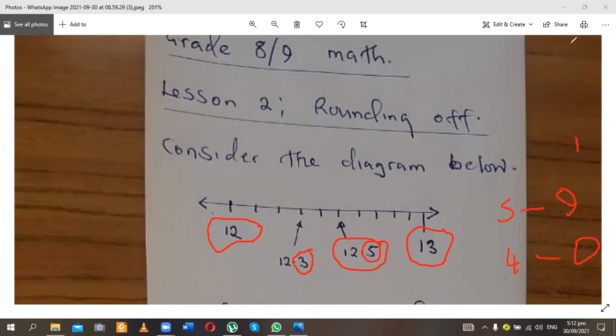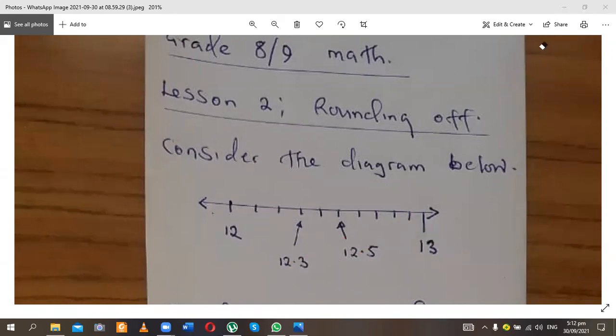So here, to the nearest whole number, we are seeing that this 3.5 here, we have a 5 here, which is a decimal number. So because of a 5, which is here, we're gonna get a 1 and put here, and we're gonna have 13. So 12.5, even if it's 12.6, 12.7, 12.8, 12.9, those numbers can be rounded off to the nearest 13.